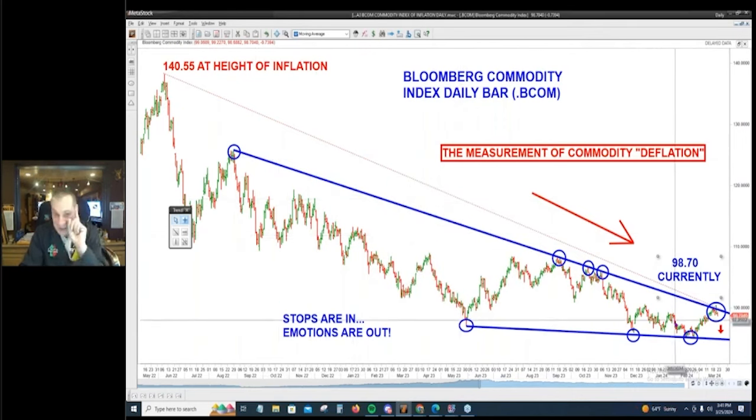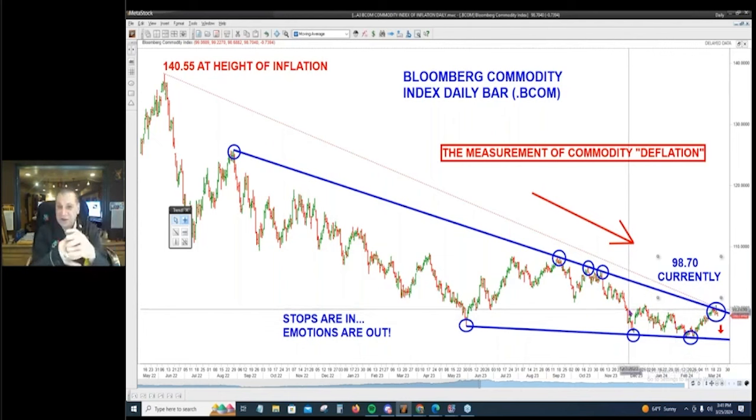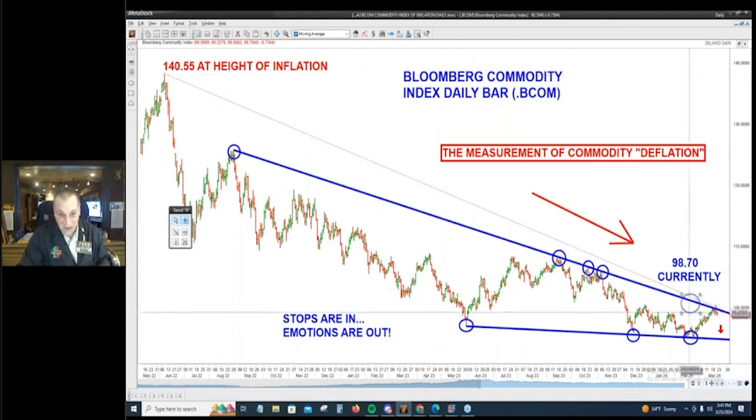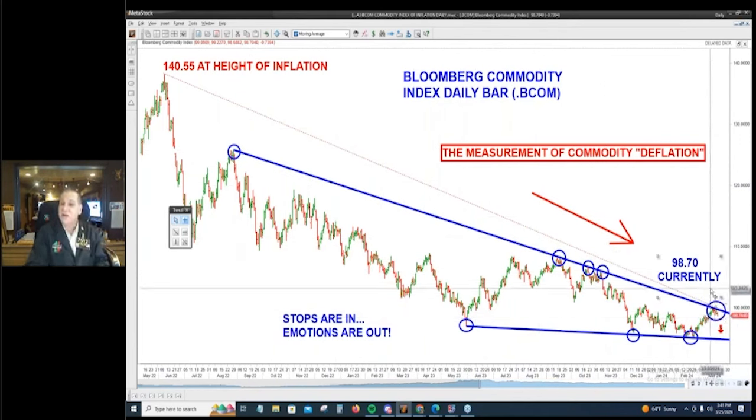This is commodity inflation. These are the products that companies use. They buy these raw materials to make a product to sell to you. That product cost them a fortune to make 2 years ago. It does not cost them a fortune to make anymore. Look at how far down we've come in inflation, but they're keeping the prices higher. That's giving us consumer inflation.